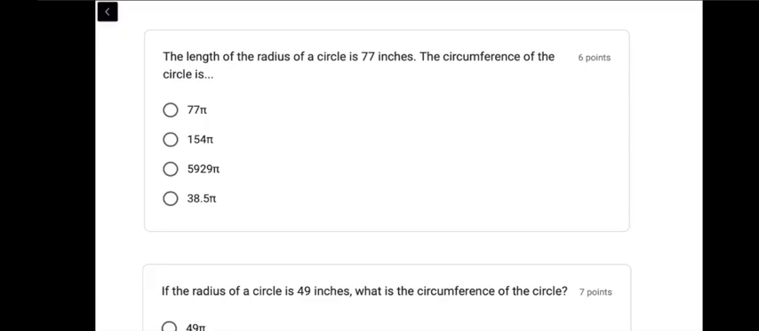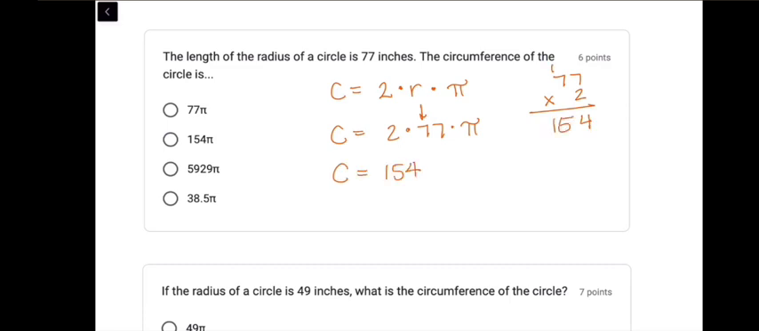The length of the radius of a circle is 77 inches. The circumference of the circle is, well, circumference is calculated by multiplying 2 times the radius times pi. Given that the radius of this circle is 77, I will go ahead and plug that in. So now 77 times 2 will equal 14, carry the 1. 7 times 2 is 14 plus 1 is 15. So the circumference of this circle would be 154 pi inches, which would make your answer B.